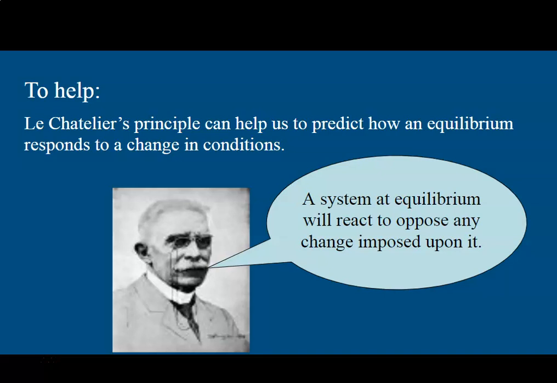So, his principle says a system at equilibrium will react to oppose any change imposed upon it. So if you do one thing to an equilibrium, it will try and do the opposite. So if you increase the temperature, it will try and decrease the temperature. If you increase the pressure, it will try and decrease the pressure.